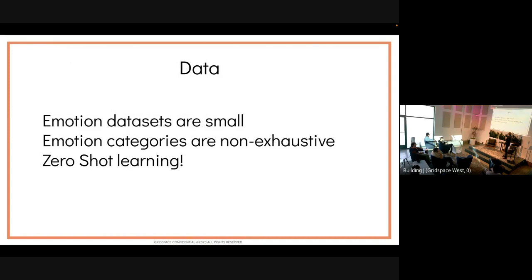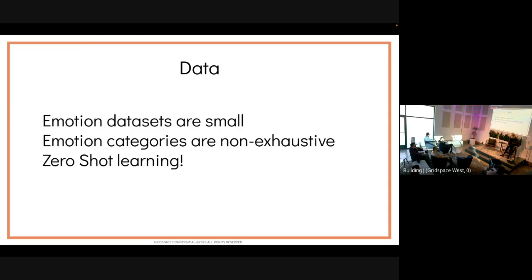And that kind of brings me to the data side. Since the fine-tuning step needs labeled emotional data, emotion data sets out there tend to be pretty small. So how do you deal with this as an issue? Also, emotion categories are non-exhaustive, unless you subscribe to Tomkins. But if you have an emotion that is not within your data set, how do you deal with that? There have been some advancements recently using zero-shot learning for this.